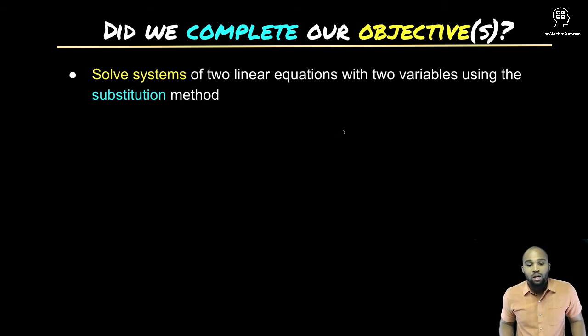And that completes it. Solving systems of two linear equations with two variables using the substitution method. So that is it. We've done graphing. We've done substitution. Next will be elimination.